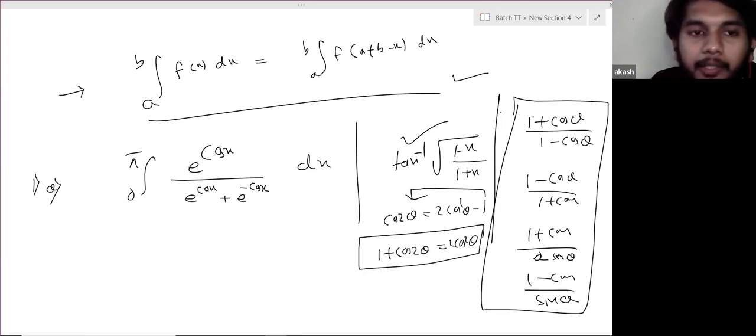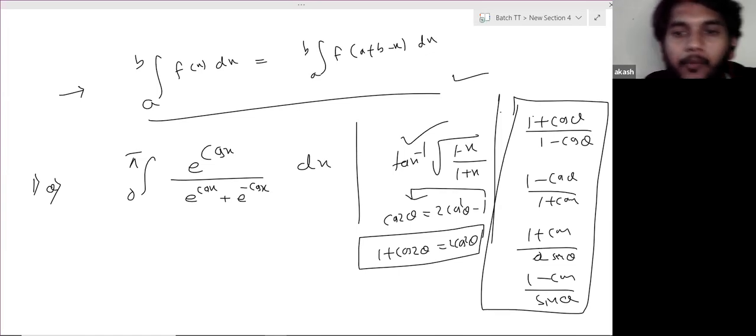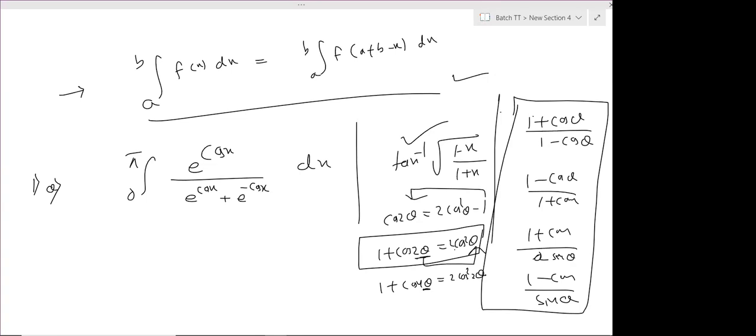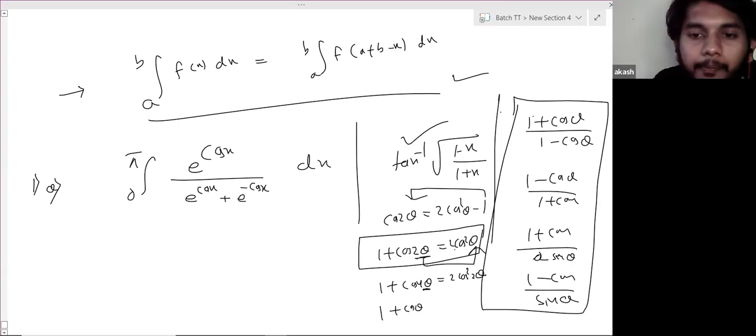And this is the identity they need. This I call the half angle formula. Why? Because 2 theta becomes theta. So if I have 1 plus cos 2 theta, we'll write it as 2 cos square theta. If I have 1 plus cos 4 theta, then this will become 2 cos square 2 theta. Half of 4 theta is 2 theta. Is it clear? Yes.